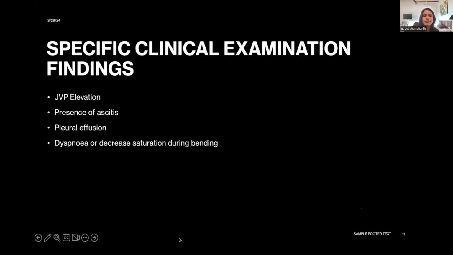Bendopnea is a very, very specific sign of heart failure, because most of our patients are fluid overloaded, most have elevated JVP, most have ascites and effusion. But if the patient tells us they have significant shortness of breath while bending, bendopnea, that is suggestive of increased left ventricular end diastolic pressure, pulmonary edema, and increased pulmonary capillary wedge pressure. So that is an important clinical sign.